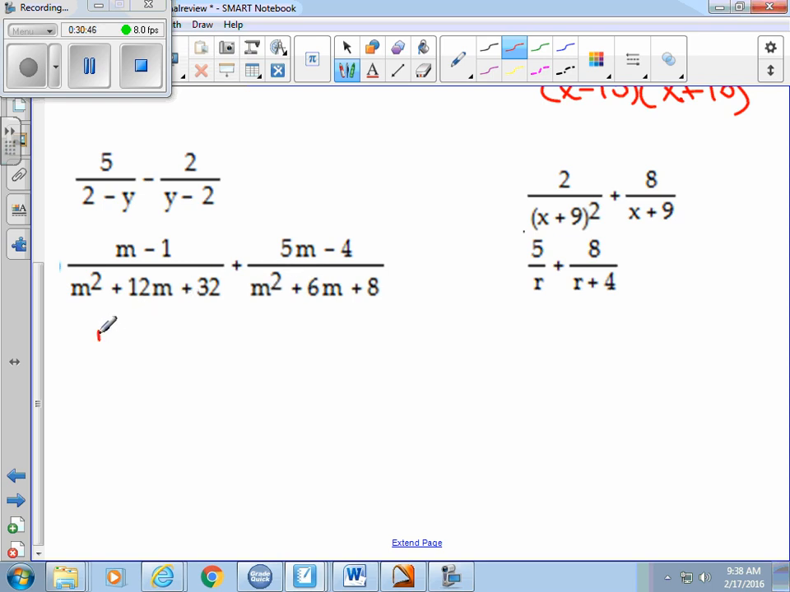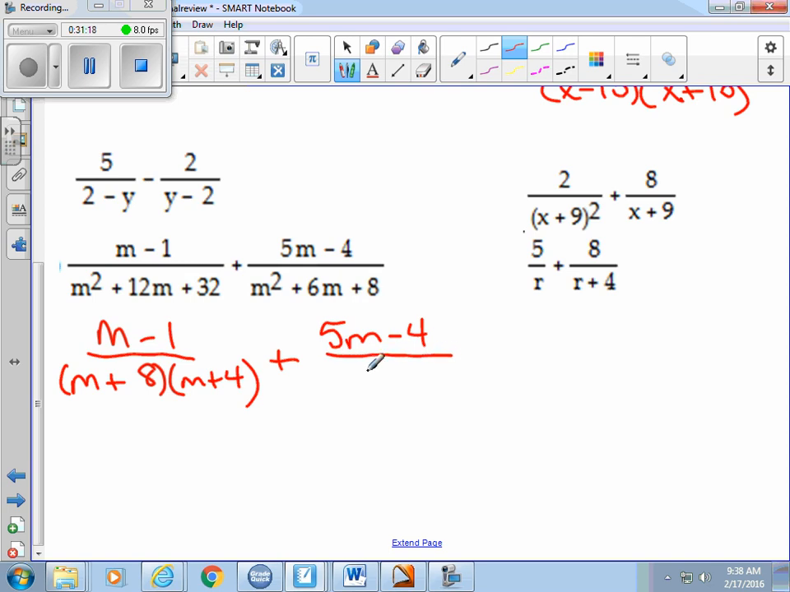Let's factor them. So m minus 1 over, so is it very, very important that you can factor? So if you struggle with that at all, get factor poly from me before you leave today, because you will need that to be able to do these. M plus 8 and m plus 4. Does everyone agree with that? Factors of 32 that add to give you 12. And the right-hand side is m plus 2 and m plus 4.